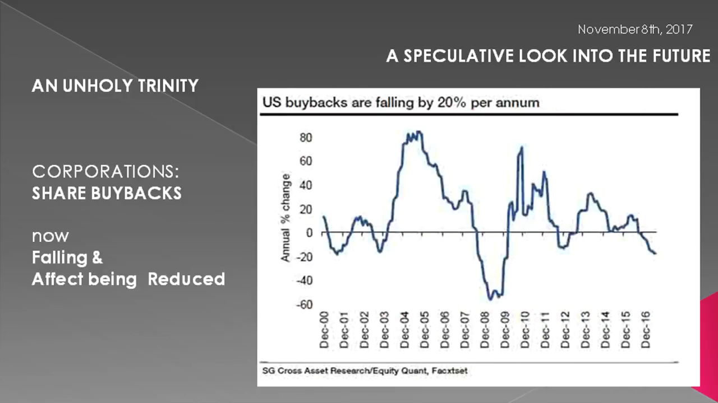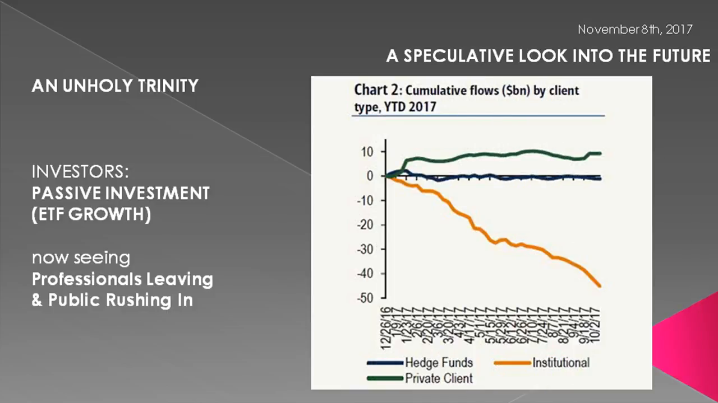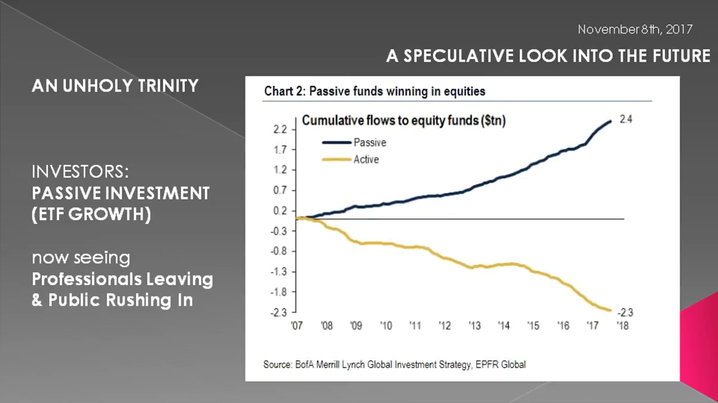And a lot of this will become very, very evident if we see a major contraction in the markets or drawdowns. Corporations have been the major buyers of stock markets since 2010. Share buybacks, however, are now falling, and their effect itself, even for the buybacks that are remaining, is being reduced. From an investment standpoint, we now have investors in passive investments, as I mentioned before, as represented by ETF growth, but the professionals are leaving the market, while meanwhile the public is rushing in. As professionals leave the market, it's the public that is taking up the slack.